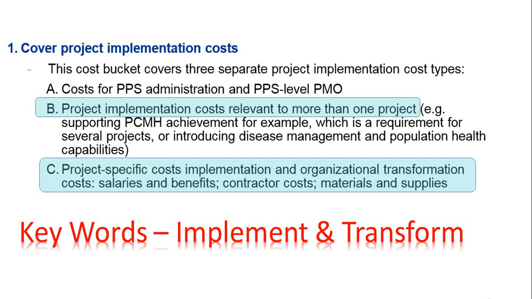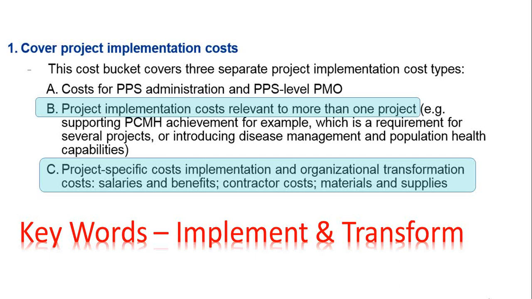And I think these are useful because it gives a good framework and guideline as you're working through, okay, our organization or our organizations working together are going to develop a particular project under DSRIP. What type of costs does the Department of Health and the PPS consider as implementation costs? So they identified 3 separate project implementation cost types.